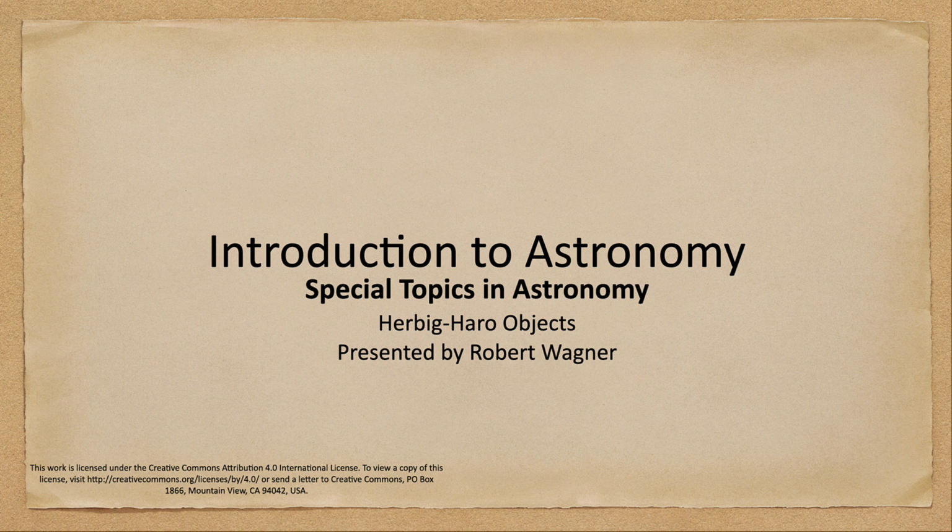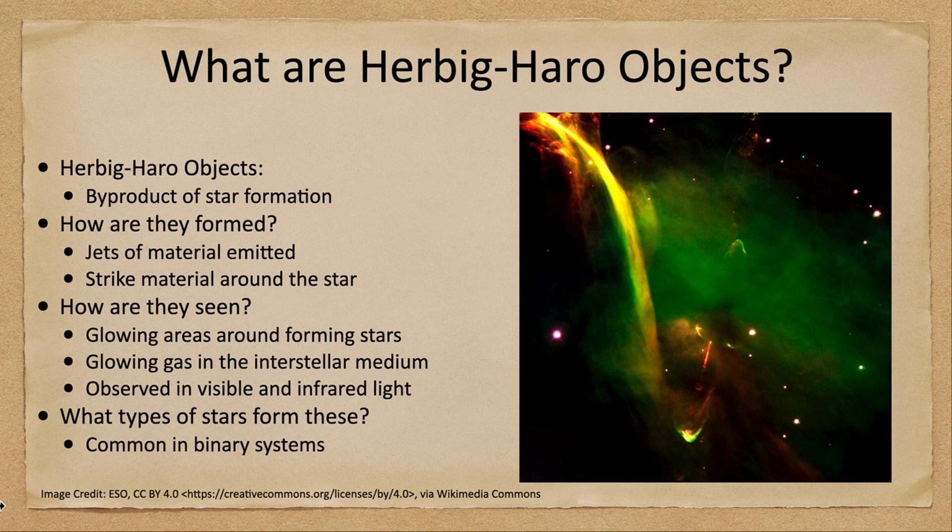In this week's special topic in astronomy, we are going to talk about Herbig-Haro objects and try to understand a little bit more about what these objects are. So what are Herbig-Haro objects? Well, they are actually a byproduct of star formation. They are not actually stars that are forming, but they are left over from that.